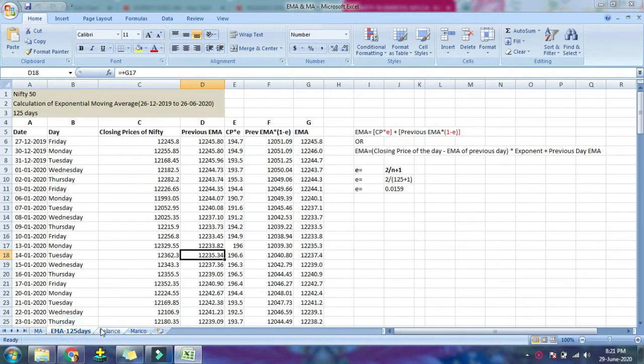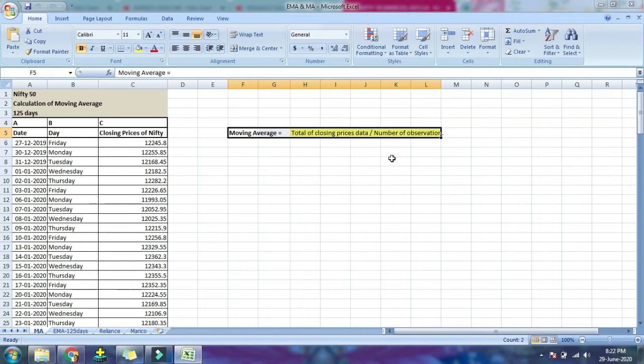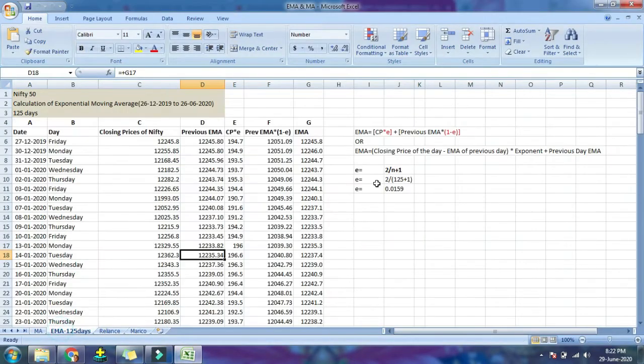As you can see from the tabs in the Excel sheet, I have already calculated moving average and exponential moving average using formulas and prepared this Excel sheet. I will give you an overview of how I calculated it, but before that let me explain what moving average and exponential moving average are. In layman's language, moving average is simply a simple moving average. The formula to calculate it is the total of the closing prices in the data divided by the number of observations. And EMA is simply an improvised version of moving average.